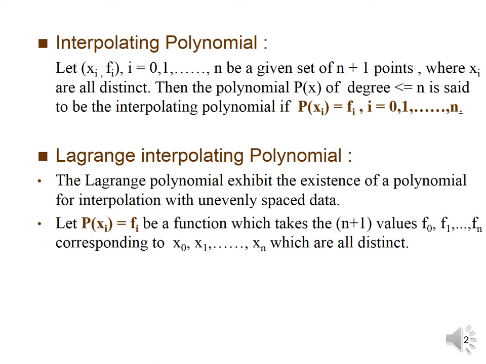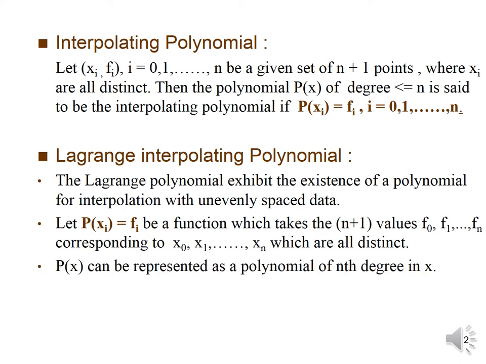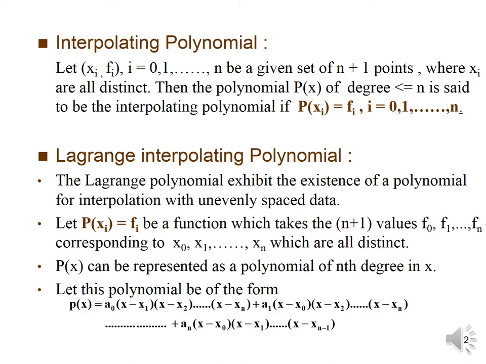So we are taking values of y or f in terms of f0, f1 up to fn. Corresponding values are x0, x1 up to xn, and these are distinct points, and we say that the polynomial can be depicted by p(xi) is equal to fi, and this is the function which takes n plus 1 values. So p(x) can be represented as a polynomial of nth degree in x. So let this polynomial be of the form, we take any form which we are writing here, and finally we will be finding out the exact form of this.